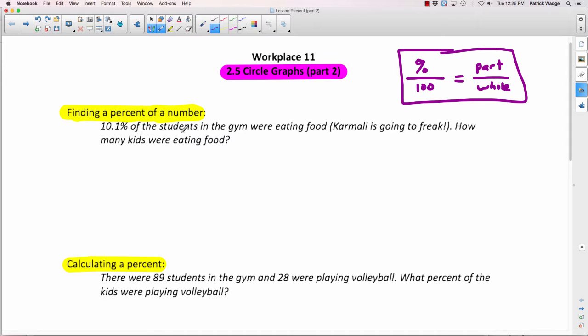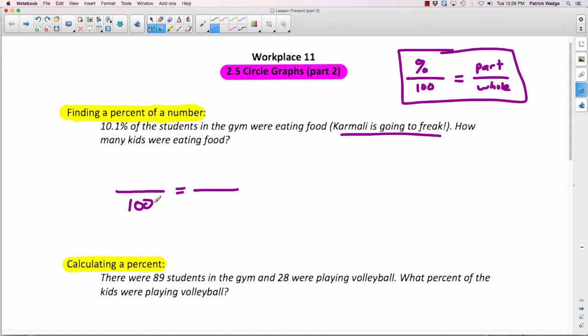So let's figure out the first one right here. 10.1% of the students in the gym were eating food. Oh my gosh, Carmeli's going to freak. How many kids were eating food? So remember, we can set up our proportion, and which number can you put down right away without even thinking about it? 100 is always there.